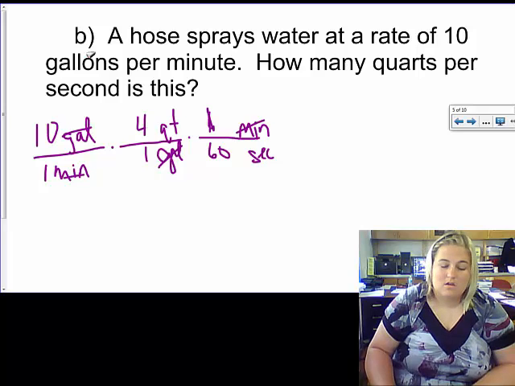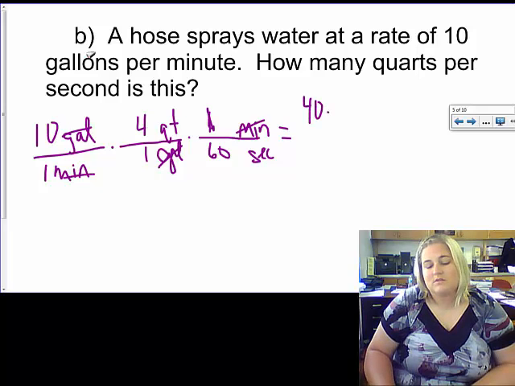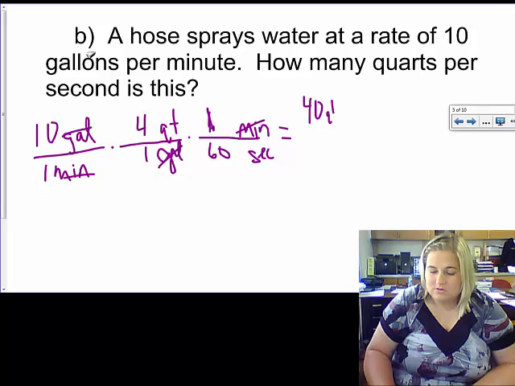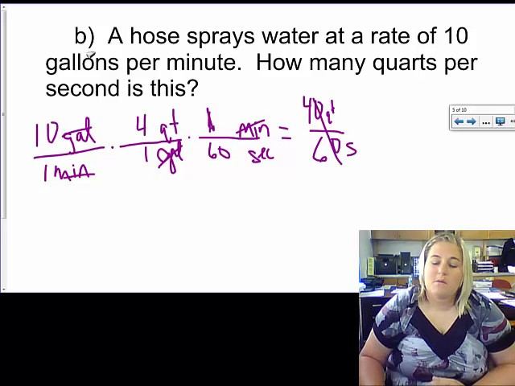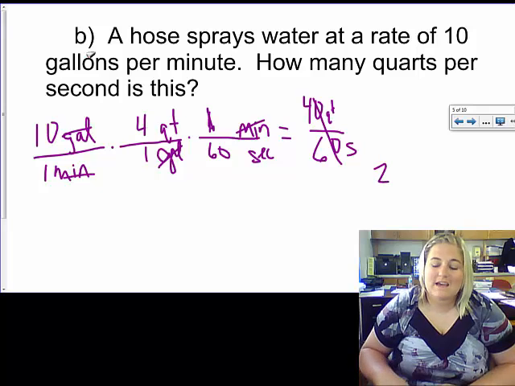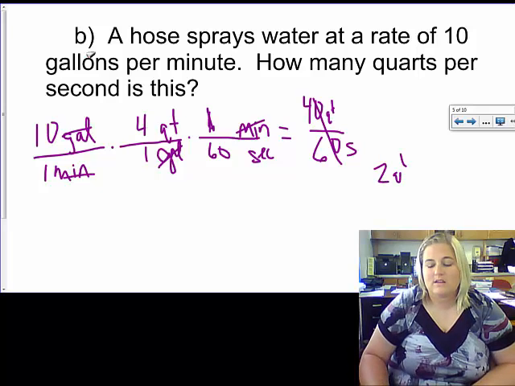Minutes and minutes will cancel. So I have 40 quarts per 60 seconds. And that would reduce to 2 quarts over 3 seconds.